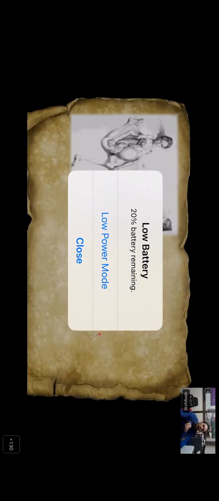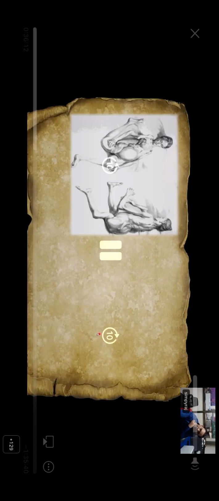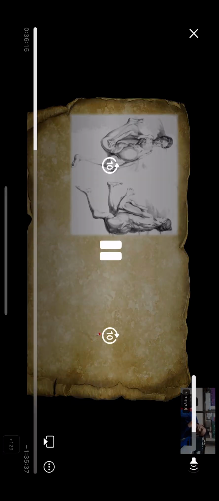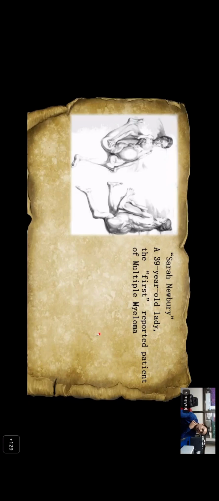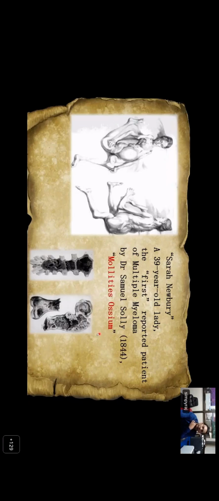Okay. Now, is anybody aware of this picture? Has anyone attended a myeloma conference and seen this? So this is a picture of Sarah Newbury. She was a 39-year-old lady who was the first reported patient of multiple myeloma. We can see how many lytic lesions she had, and because of the multiple fractures, she developed a lot of disability. At that time the term myeloma was not used; it was called mollities ossium. This was the old name for multiple myeloma.